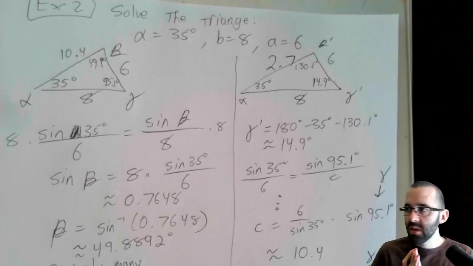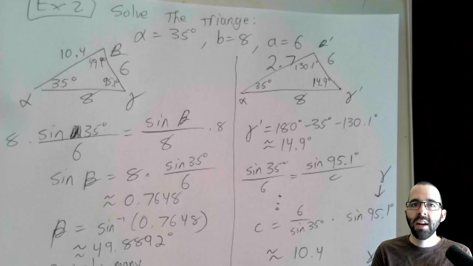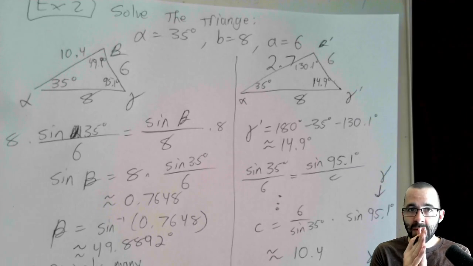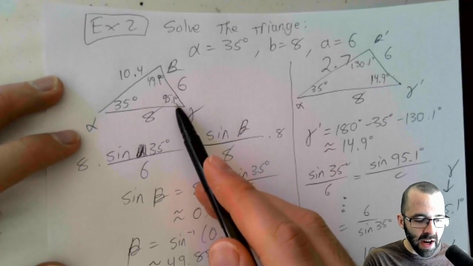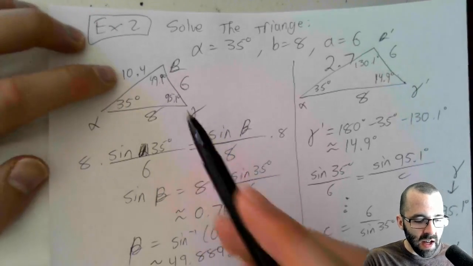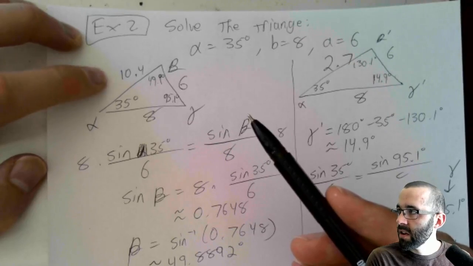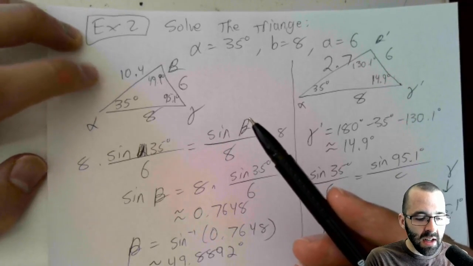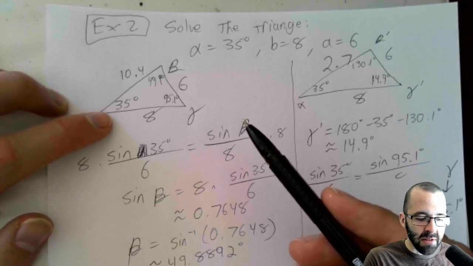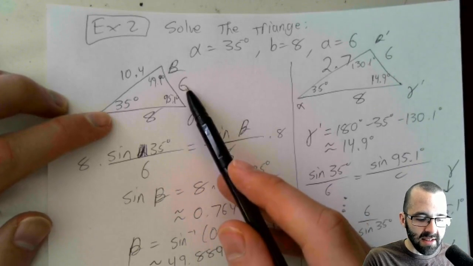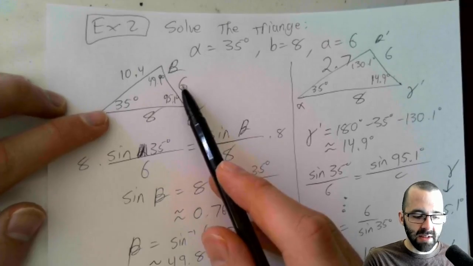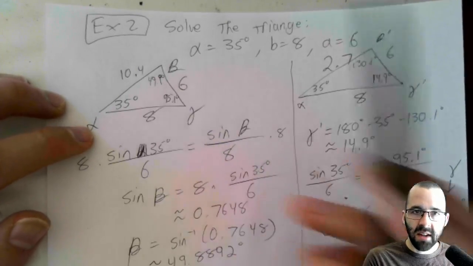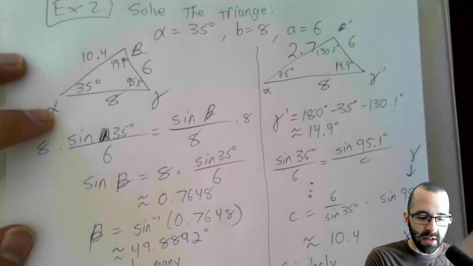Now, before we are done, do our gut check. Biggest angle should be opposite biggest side. So the biggest angle on our first triangle is 95.1. The opposite side is 10.4. Good, that's the biggest side. Smallest angle is 35 degrees. Opposite side is 6. That's also the smallest side. Smallest angle should be smallest side. Biggest angle should be biggest side. So this is a good little gut check to do.